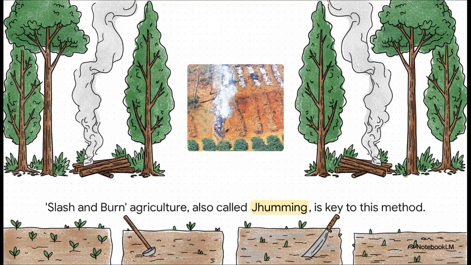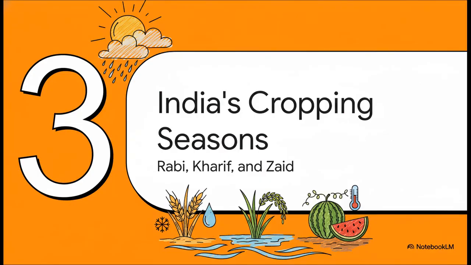This picture gives you a really good idea of what slash and burn agriculture looks like. See, what farmers do is they'll clear a patch of land in the forest, burn the trees and plants, and use the ash as fertilizer. They'll farm there for a couple of years, but when the soil loses its nutrients, they move on to a new patch. Remember, this is also called jhumming, especially in northeast India.